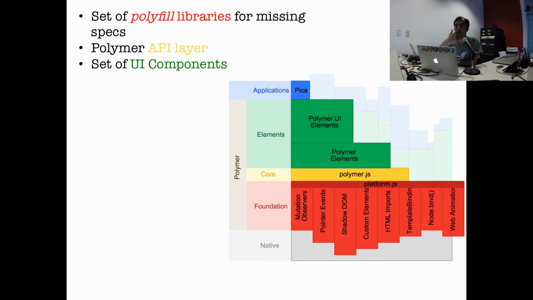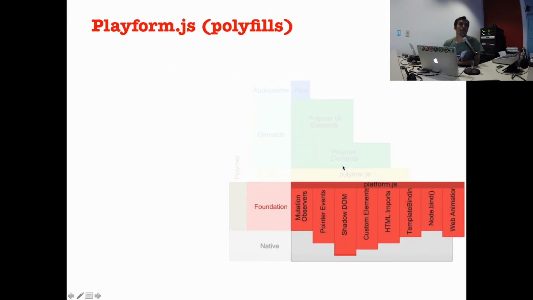We'll talk about what the Polymer API layer is, and then the Polymer team also built UI components that you can start using now for your web application, which of course are built on top of Polymer. So we'll go through this layer real quick. I'm not going to go through each and every spec, but if you have any questions, let me know.